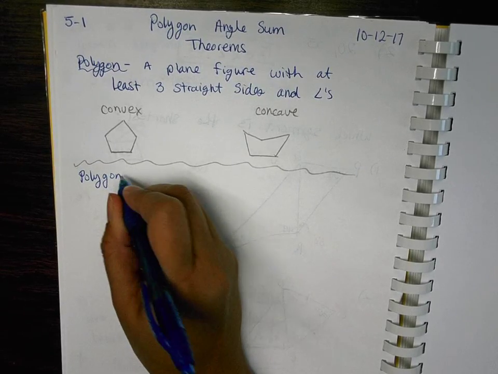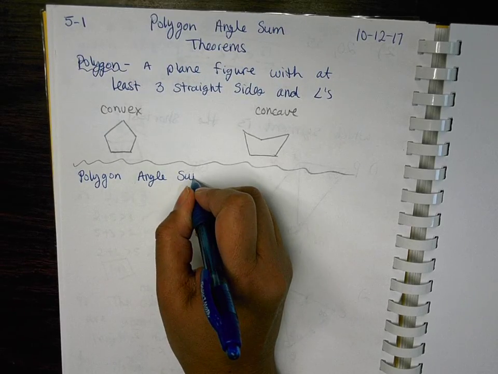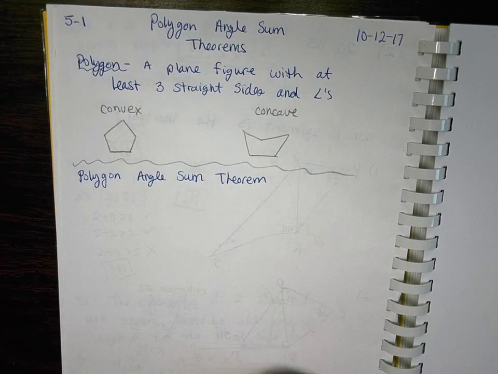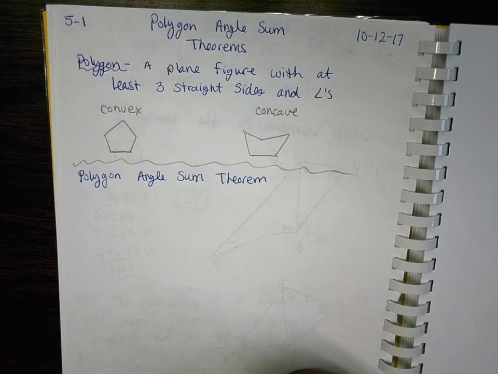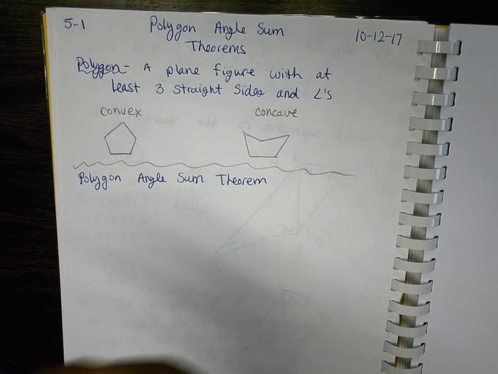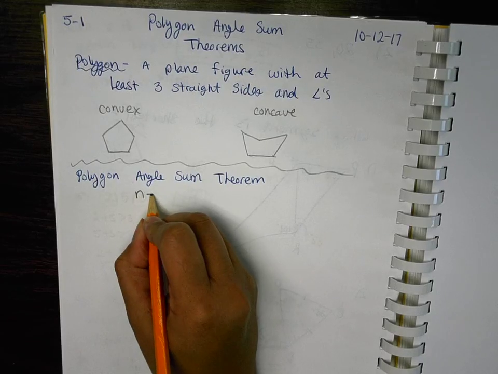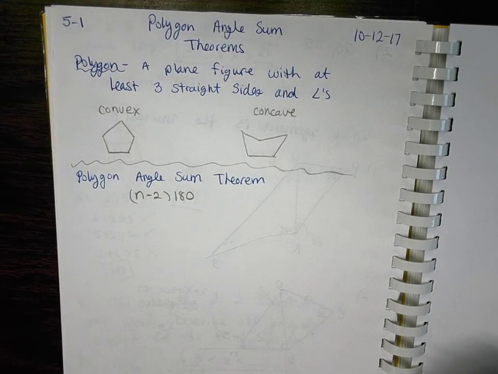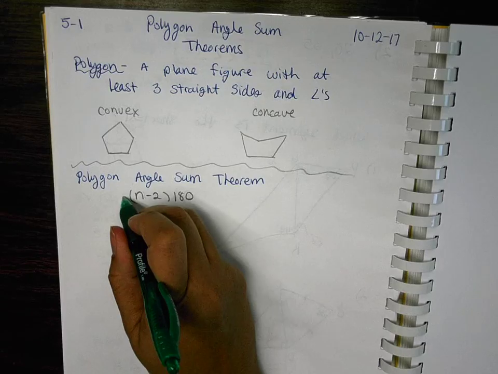Polygon angle sum theorem. All right, so you're working on memorizing. As soon as we write it down, you're programming it in your head. You're going to keep trying it on your homework tonight and notes again tomorrow. You want to work on it because it's a definite for the test. N minus 2 times 180.